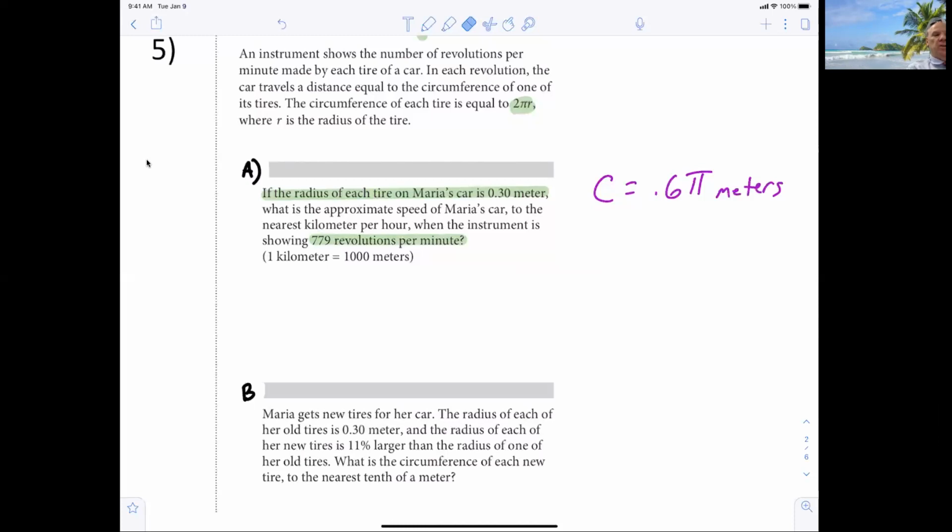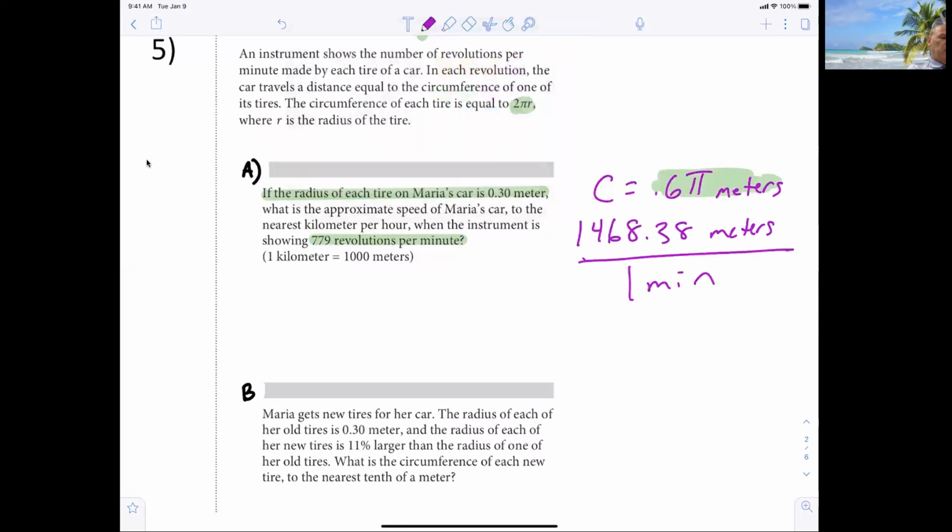So what is the circumference? 0.6 pi. So if the circumference is 0.6 pi, I'm going to be how many meters down the road in 1 minute? 1,468 point what? 0.38 meters down the road, because everybody did what? 779 times 0.6 pi. Does everybody agree with that? So I've gone that many meters in what? In 1 minute.